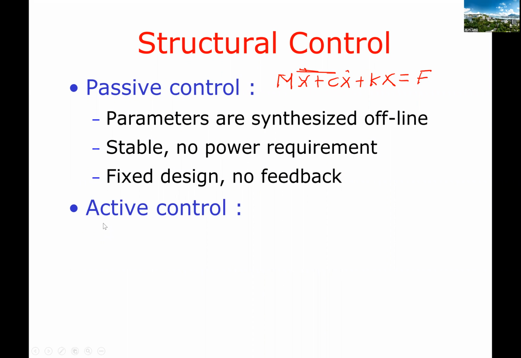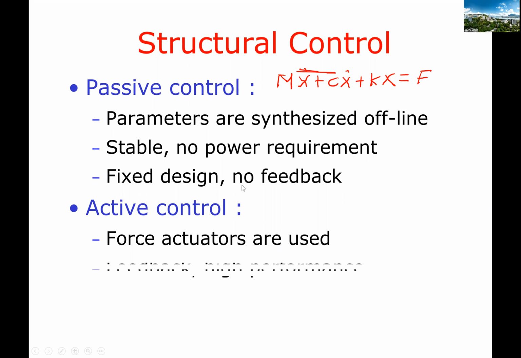And for active control, we are going to use some sort of actuators, right? We call it force actuator. That means the actuator will be able to provide force or torque for us to control the structure. The structure is the target. Compared to passive, no feedback, now we have a closed loop feedback, and high performance can be achieved, right? That will be the purpose.